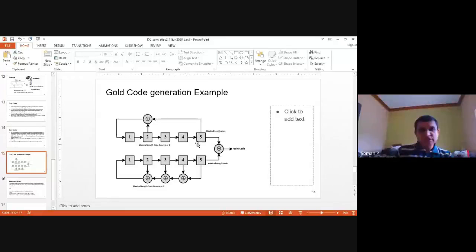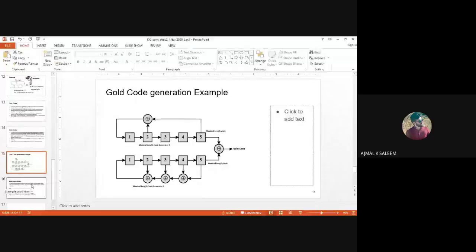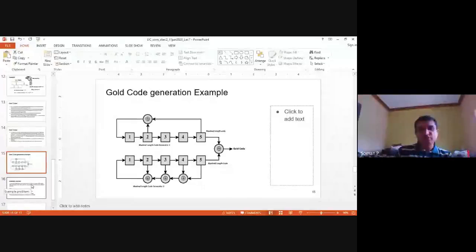But in Gold codes, you can generate different Gold codes by different initialization of these registers. You can initialize this at one particular value, and this at another particular value, and you will get one code. Initialize with a different value in the top one and another in the bottom one, and you will get another. Like that, you have that many combinations possible. So you'll get a huge number of codes. That is important about Gold codes, and it satisfies the required properties for spread spectrum.